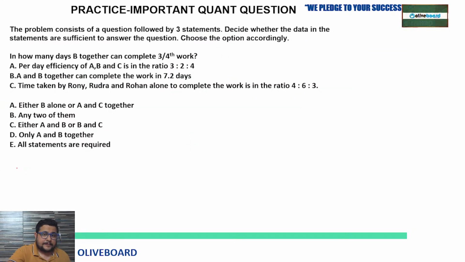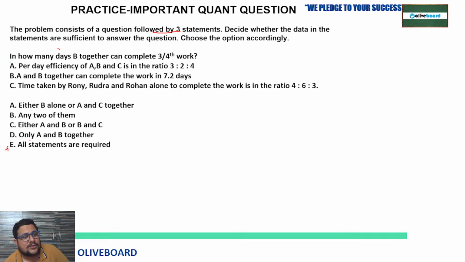Clear everyone? Now let's move on to the next one. Now the next data sufficiency based question, based on what? This question is based on time and work. The problem consists of a question followed by three statements. Decide whether the data in the statements are sufficient to answer. So this is the regular stuff.